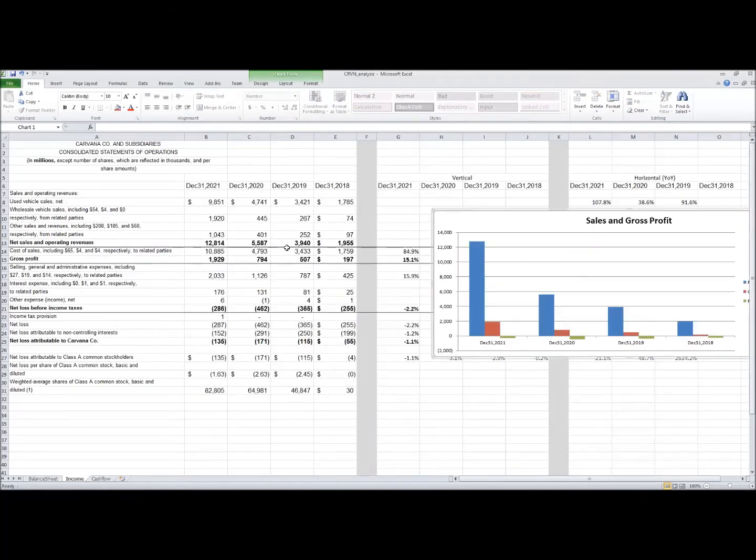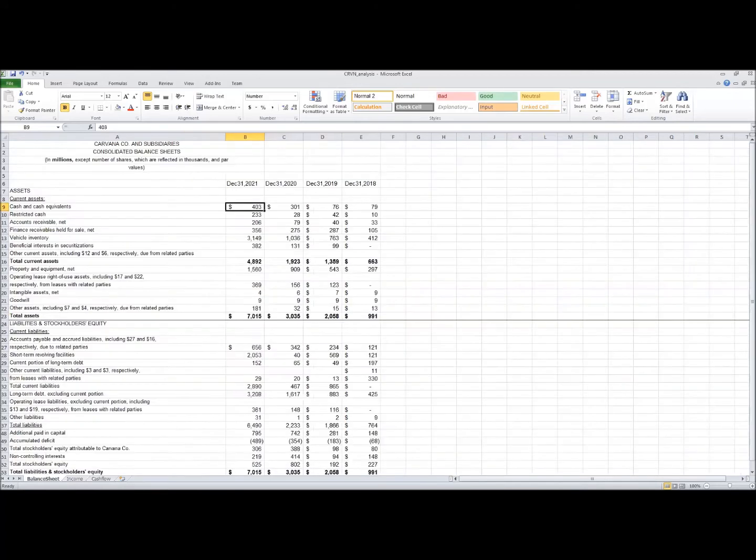Okay, so the next thing to look at is, because they have a loss, how are they supporting that loss? They lost $286 million in the year 2021. So we have to figure out, is that okay? Did they have the money to lose that? Well, let's go look at the balance sheet. Here you have cash equivalents at 403 million and restricted cash at 233 million. Altogether, they've got $636 million in cash, and a decent amount of current assets.